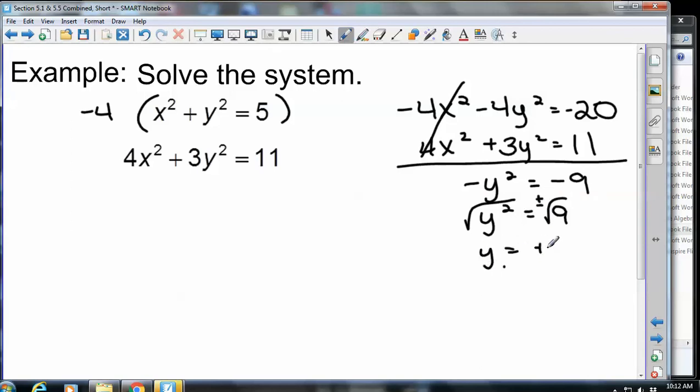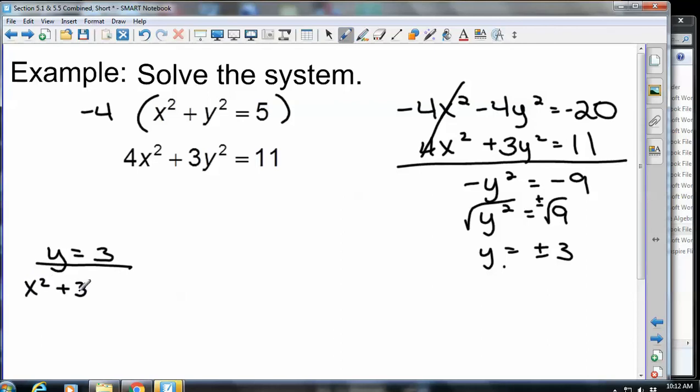What I have to do is square root. With that goes a plus and a minus. So we get two answers for y. It can be either a positive or a negative 3. Now I need to find my x.